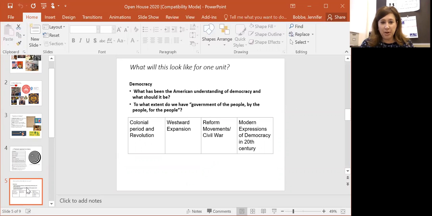In this particular unit, we're focusing on these 4 major historical time periods. We're going back to colonial America and the Revolution to understand how democracy will take root. We're looking at how democracy will be impacted by Western expansion. We will look at how democracy will be protected through some of the various reform movements that take place. We're going to be looking at how democracy was tested during the Civil War. And then we'll finish by taking a look at some modern expressions of democracy from the 20th century.